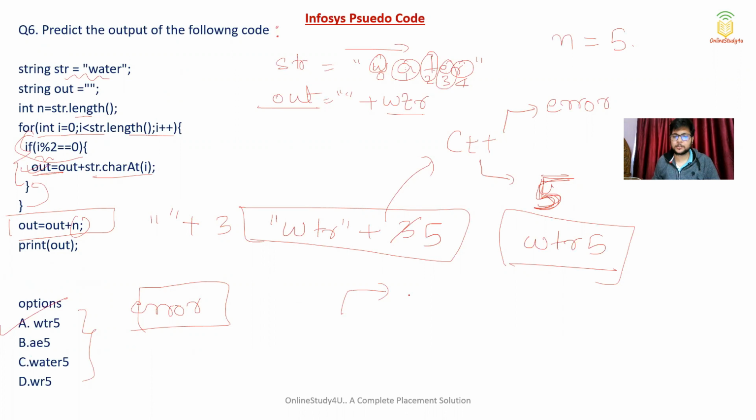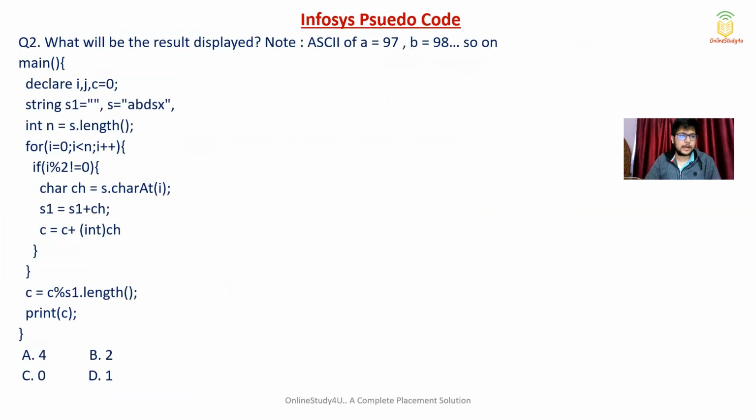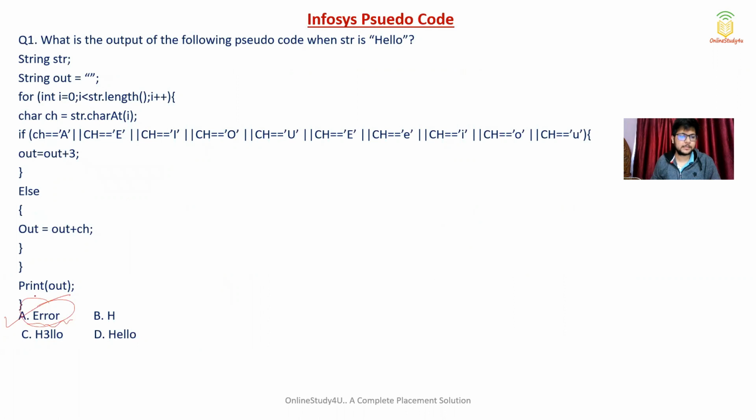But it totally depends, it is language specific. But because it is using str.charAt, I am assuming they are giving the code in Java because this is used in Java. But there must be an explanation because we are talking about pseudocode, right? So there must be an explanation about it. So in the best case scenario, the answer is WTR5 here. And here the best case scenario is error according to me, because this is not a valid operation in C++.